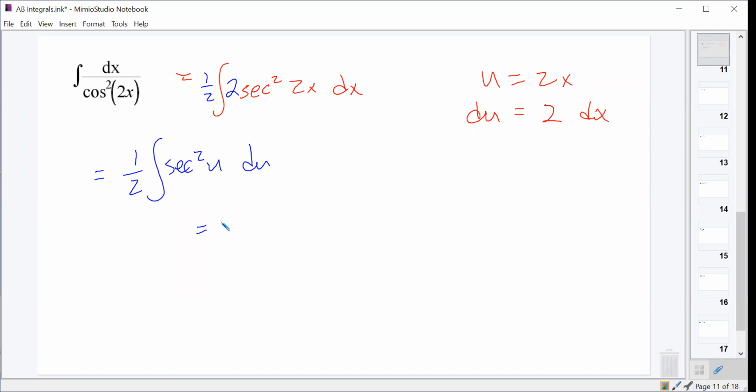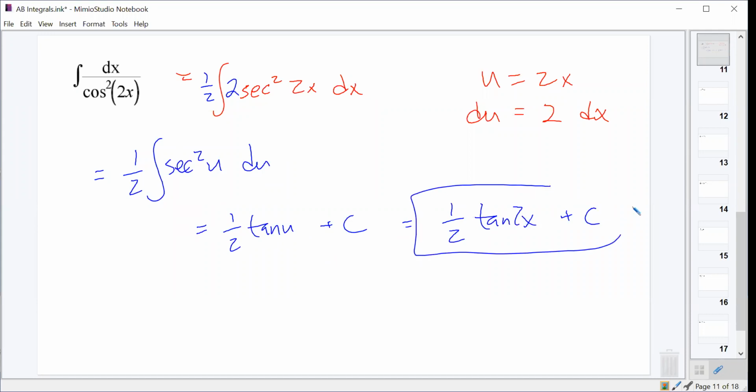Yes. And that should just give us 1/2 tangent u plus our constant, which ought to be 1/2 tangent 2x plus our constant. Good or no? Good. Any questions on that one?